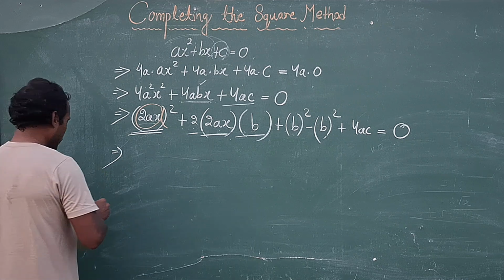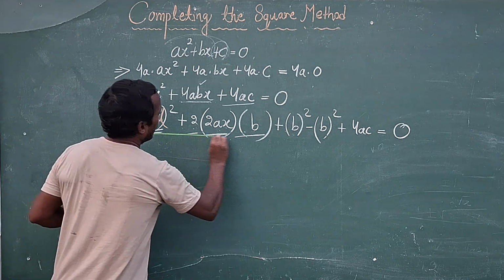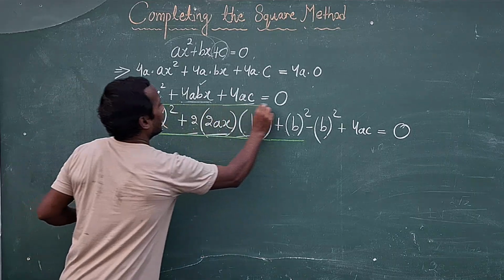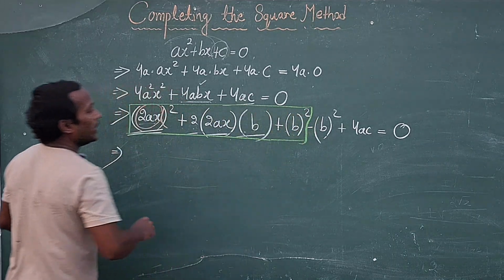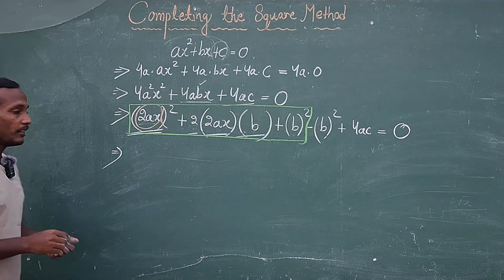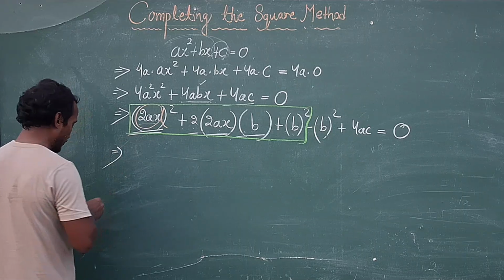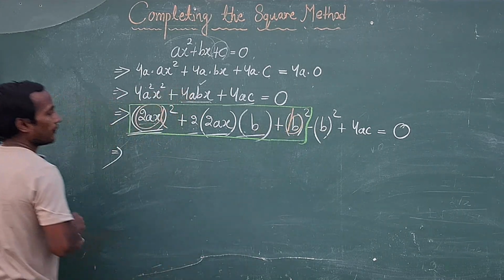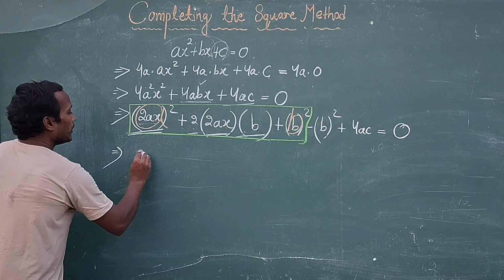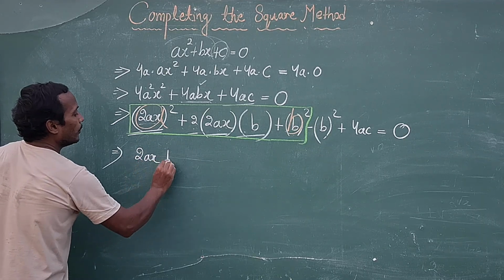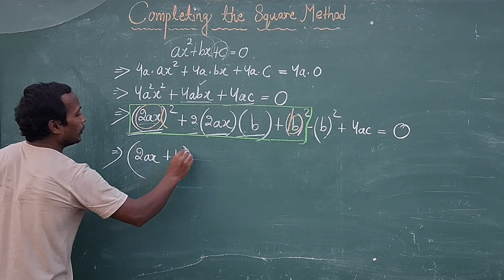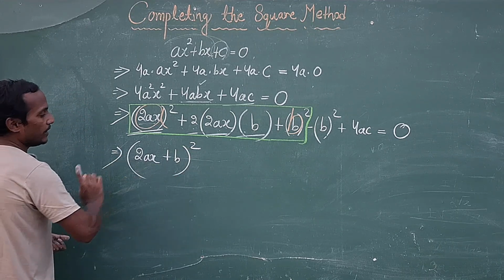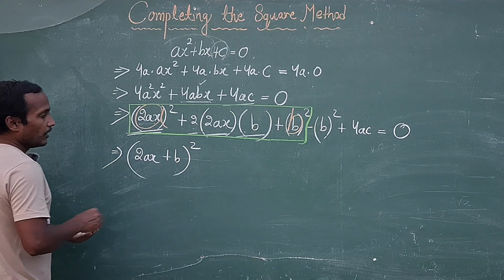Now this total part, what does this give you? This gives you (a plus b) whole square. Am I right? Who is a? 2ax. Who is b? This b is b. Okay, now I have (2ax plus b) whole square. A is 2ax and b is b itself here in this case, right?